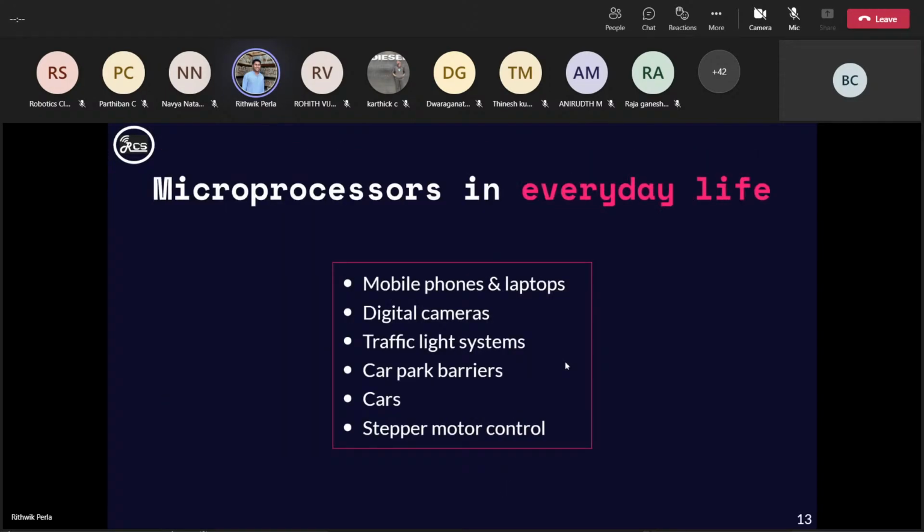What about a traffic light system? Any idea? It's very simple.